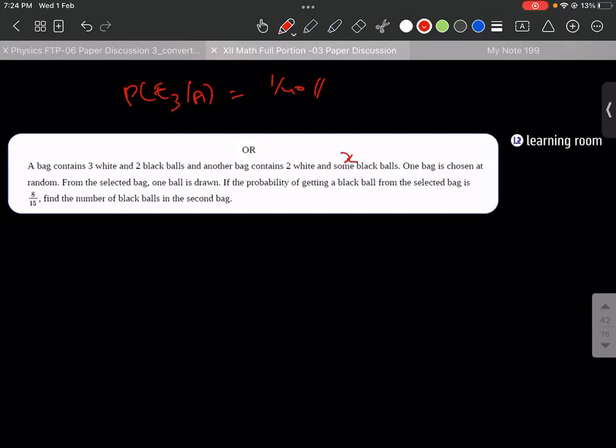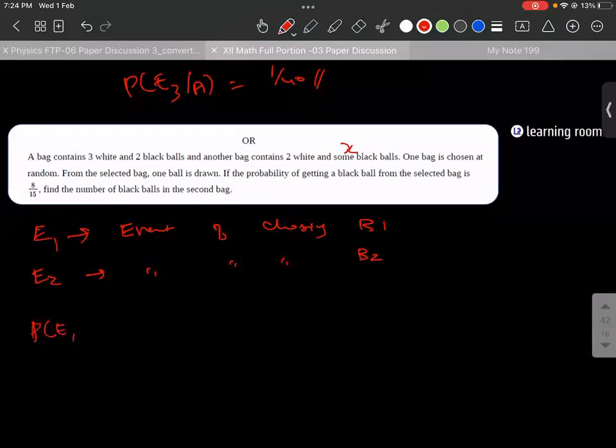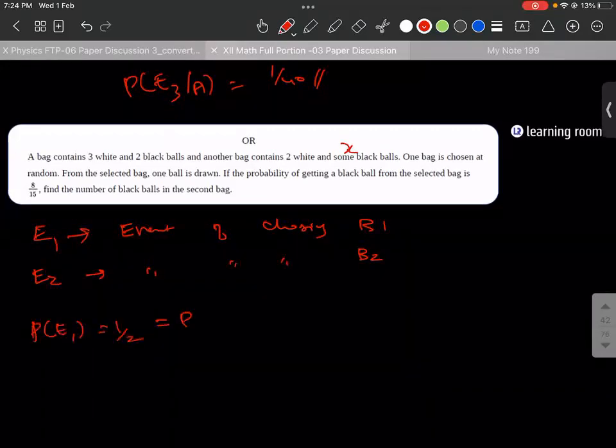So what is the probability of choosing a bag? E1 be the event of choosing bag 1, E2 be the event of choosing bag 2. What is the probability of E1? That is half. Probability of E2 is also half.